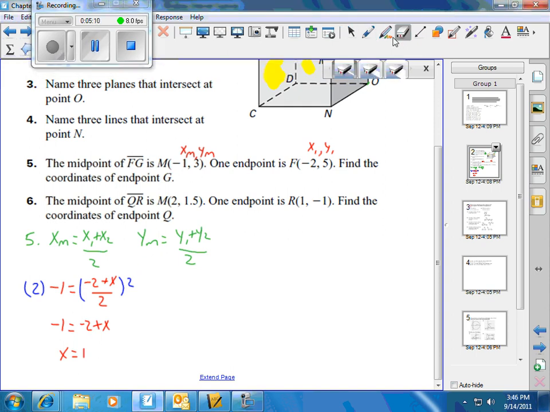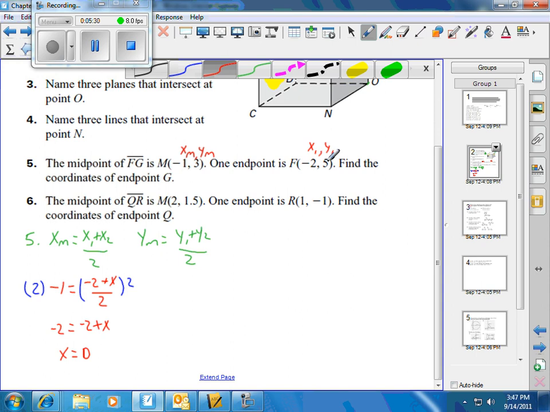Notice I failed to multiply 2 times negative 1. So 2 times negative 1 is negative 2. And then again, I need to add 2 to each side, so x is going to equal 0.